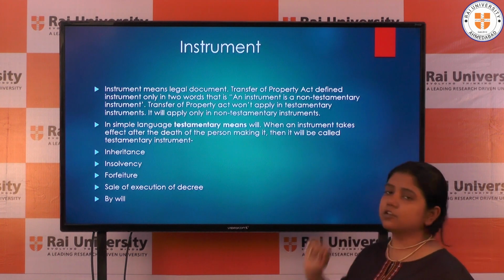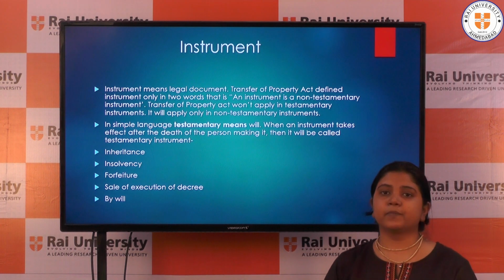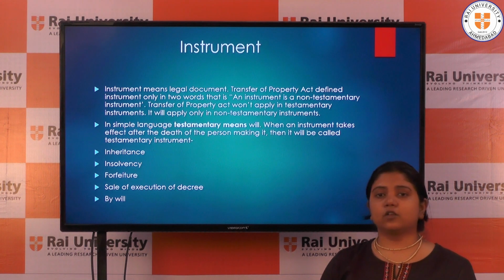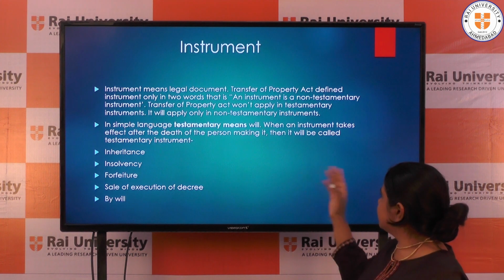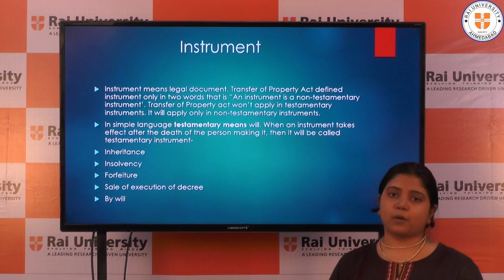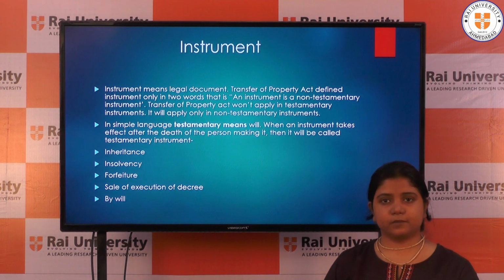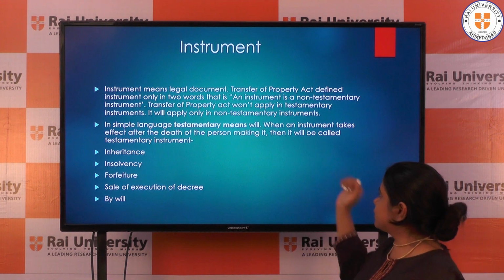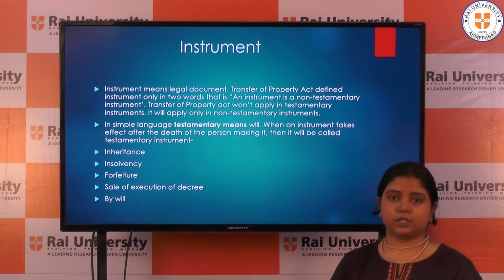So instrument is also a kind of document. So you can say that the instrument is a species, whereas document is the genus of that thing. So every document cannot be instrument, but every instrument is a document. So here we can see in the Transfer of Property Act, basically there are two types of instrument, that is testamentary instrument and non-testamentary instrument. These are two types of instrument, and the Transfer of Property Act basically deals with non-testamentary instrument.